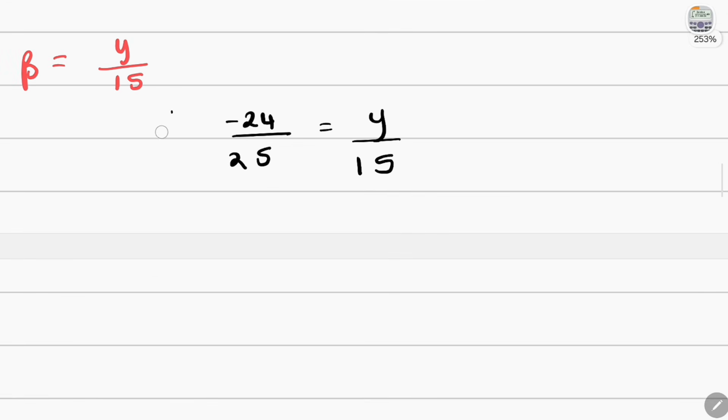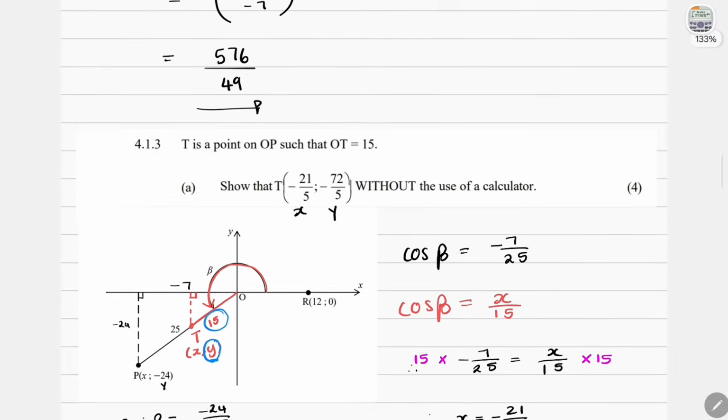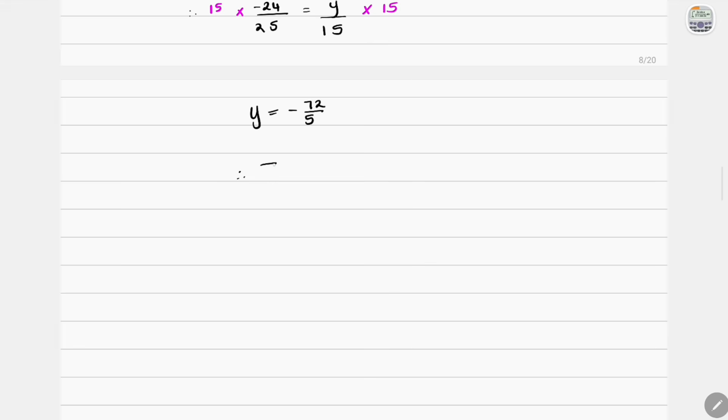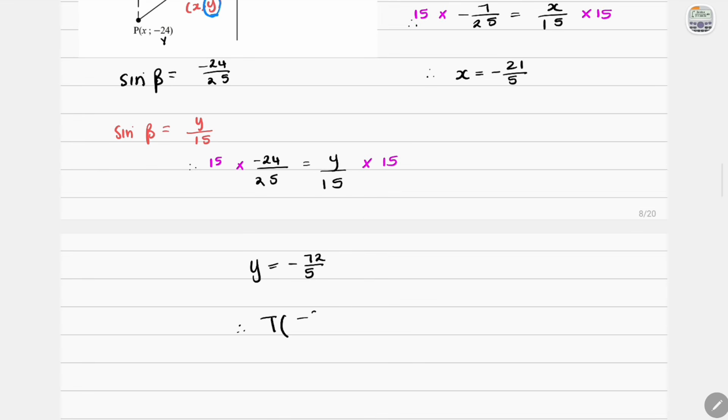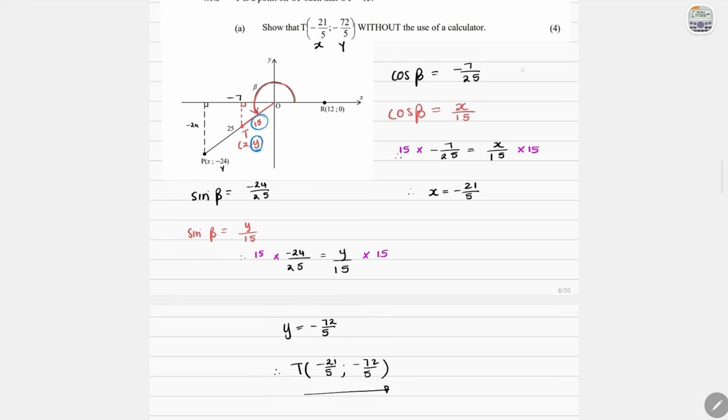And how do we solve for y? We solve for y by multiplying both hand sides of the equation by 15. And so finally, y is equal to negative 72 over 5, like they said it would be. So there, we can finally conclude that t is, as we can see, negative 21 over 5 and negative 72 over 5. And that is our answer. And that is it for this question. Moving on to the next question.